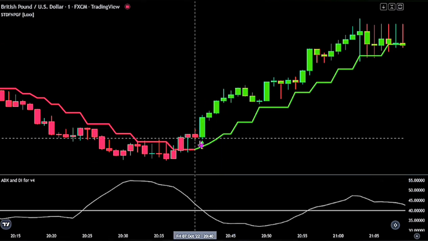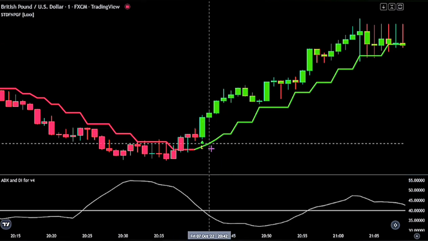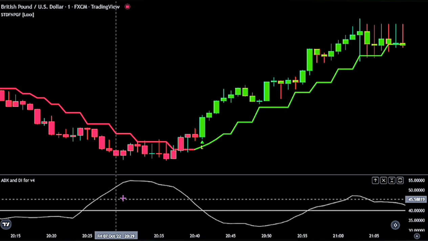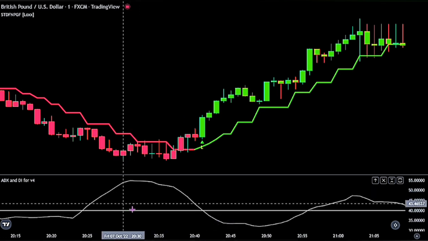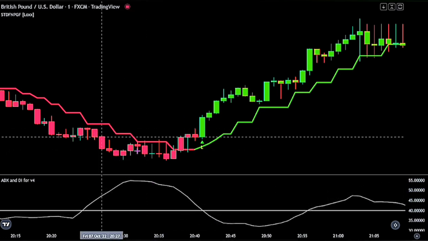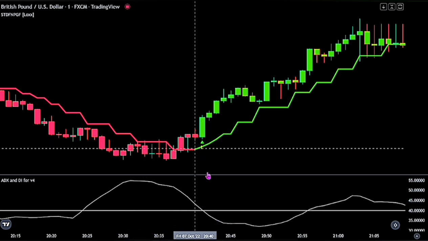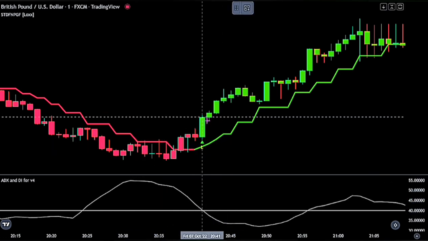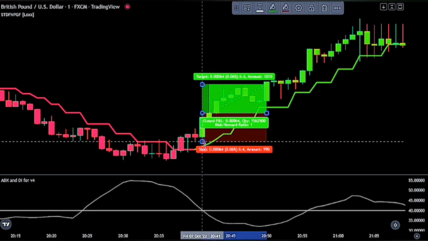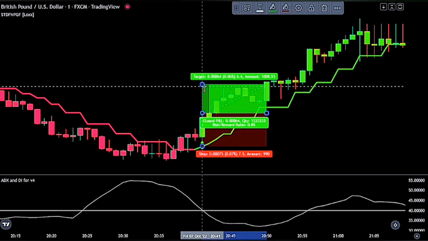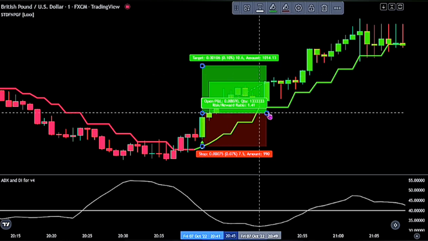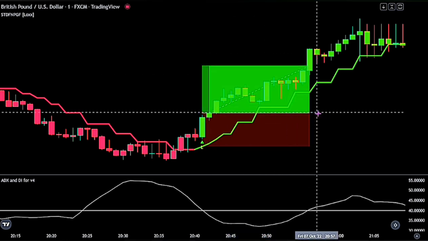So here is a buy trade we would have taken. Now we see we had the ADX above the 40 band line at this point, and we could see we were already in a short trend. So we had to wait for the end of the trend before we opened a buy entry at the beginning of this new green label. As our take profit and stop loss still remains the same, and we see it was a good trade.